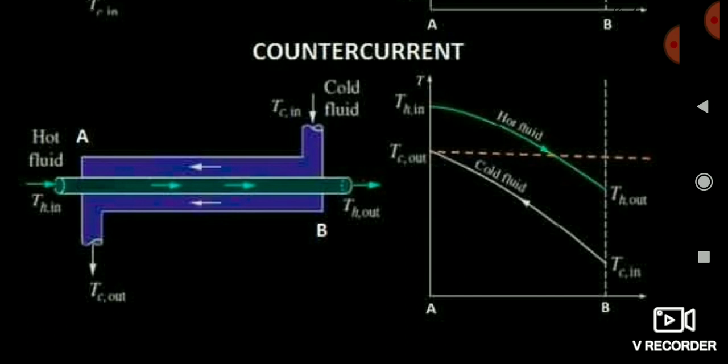Friends, in case of counter flow, you see here at point A the hot fluid is entering while the cold liquid is coming out, meaning you see here that TH inlet and TC out are given at point A. And similarly at point B it is TH out, meaning hot fluid is going out and the cold fluid is entering.